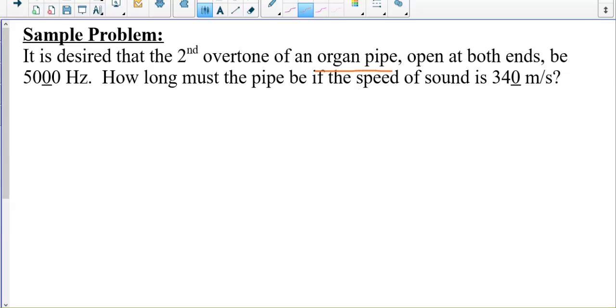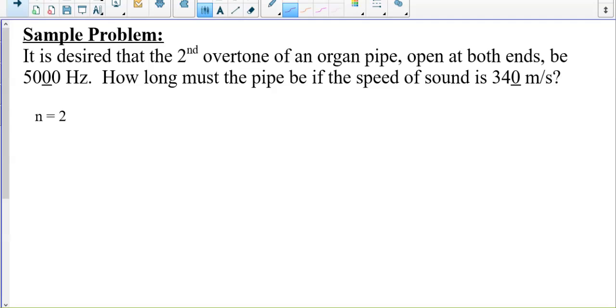We know an organ pipe would be open at both ends because I think I've said that at least once or twice now in this video. So this question says, it is desired that the second overtone of an organ pipe, so therefore open at both ends, be 5,000 hertz. So we're building one, I guess. How long must the pipe be if the speed of sound is 340 hertz? So it's the same speed as the last question because we're not trying to change this too differently.